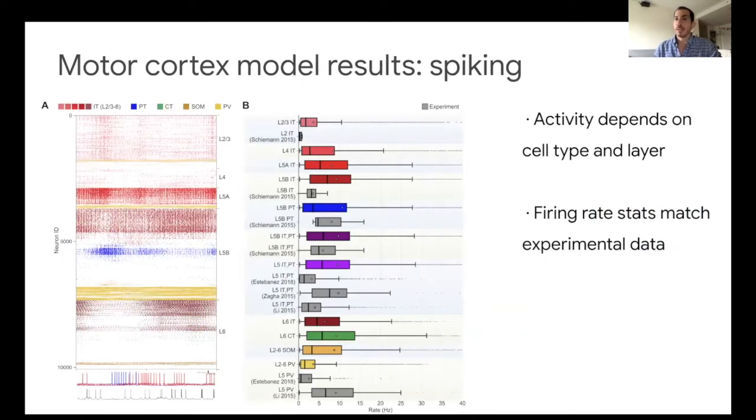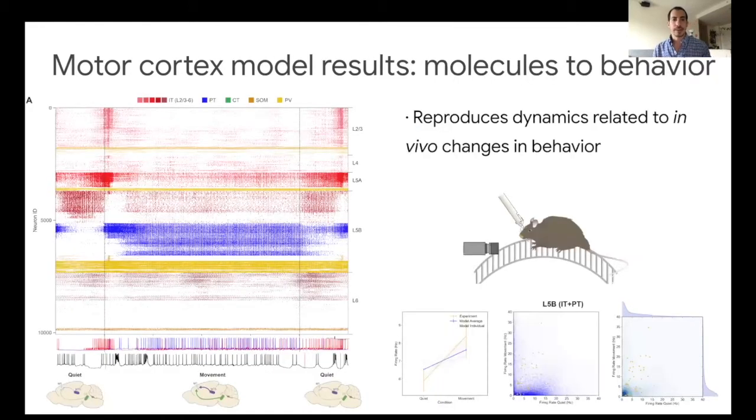So once we have the model built, what we did is try to validate the model. We compared with experimental data of the firing rates of different populations and different layers obtained from different studies. And we showed that the model reproduces statistically the same firing rates per cell type and layer. And once the model was validated, we can use it to start testing different hypotheses and gaining insights into the actual biophysics and the circuit mechanisms of this motor cortex circuit.